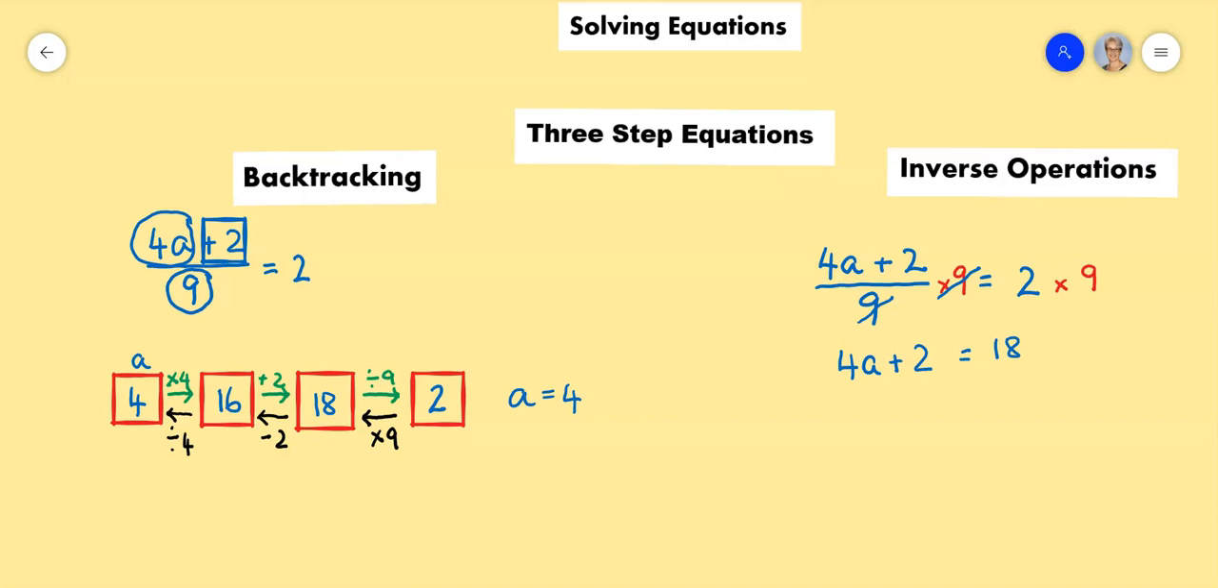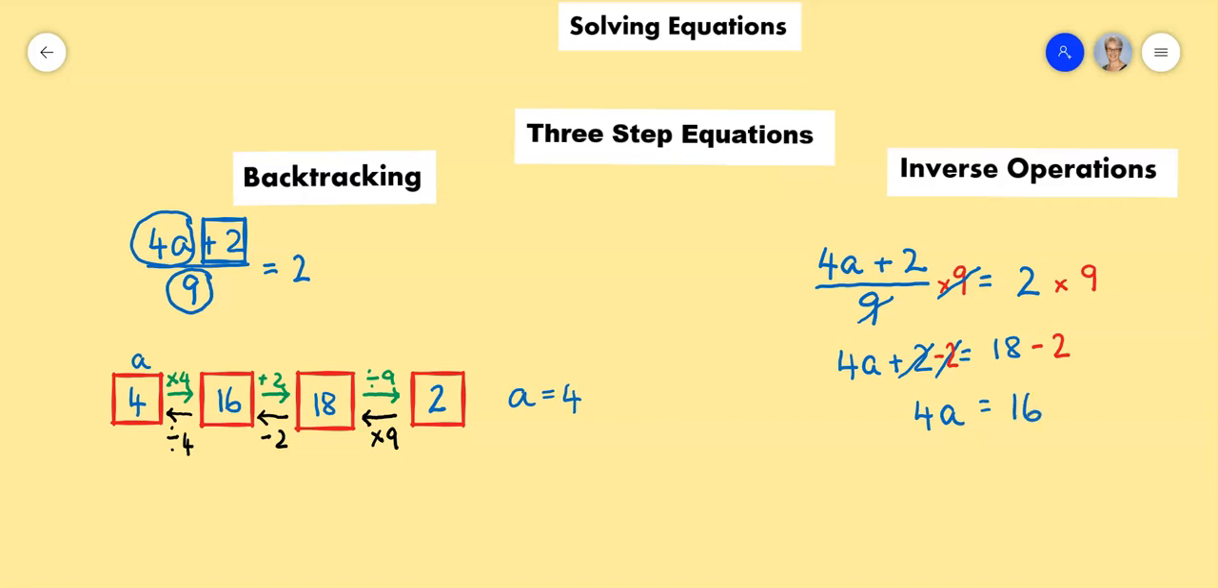The next thing we had to do to both sides of the equation is to minus 2. So that's what we're going to do here. We're going to minus 2 to one side and minus 2 to the other side. Now, plus 2 and minus 2 cancel out, so we are left with 4a is equal to 18 minus 2, which is 16.